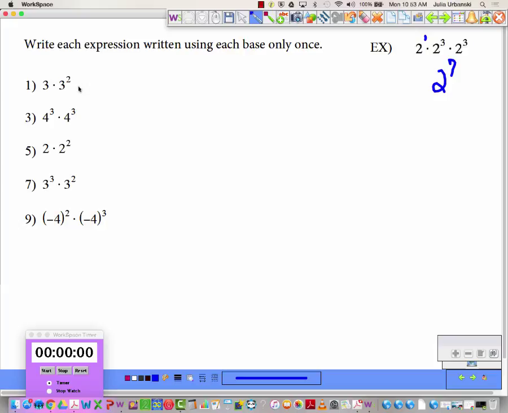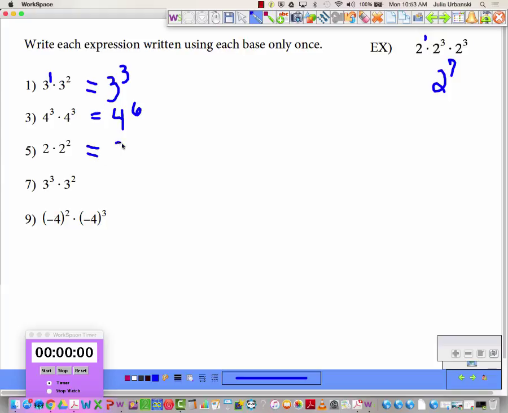Number 1. Let's go through this quickly. That would be 3 to the what power? Third. Good. Because this is a 2, but this is an imaginary 1. 1 plus 2. When they're separated like that, you add the exponents. For this one, what's the base going to be? 4. And what's the exponent going to be? Yes. Is that a 3 and a 3?